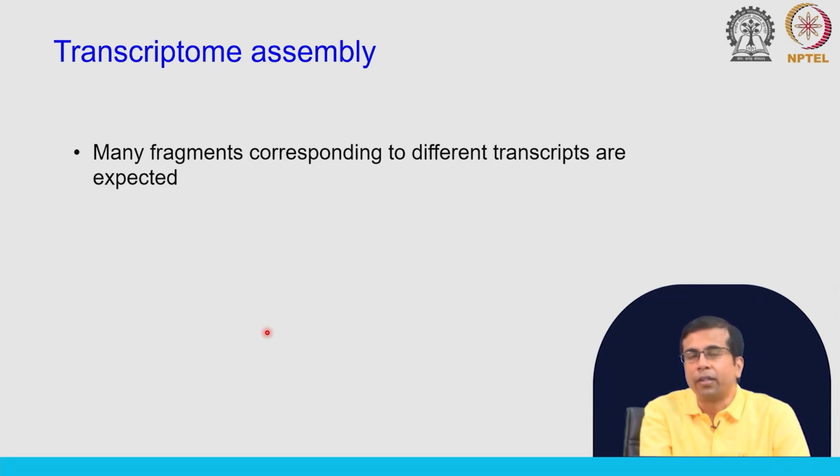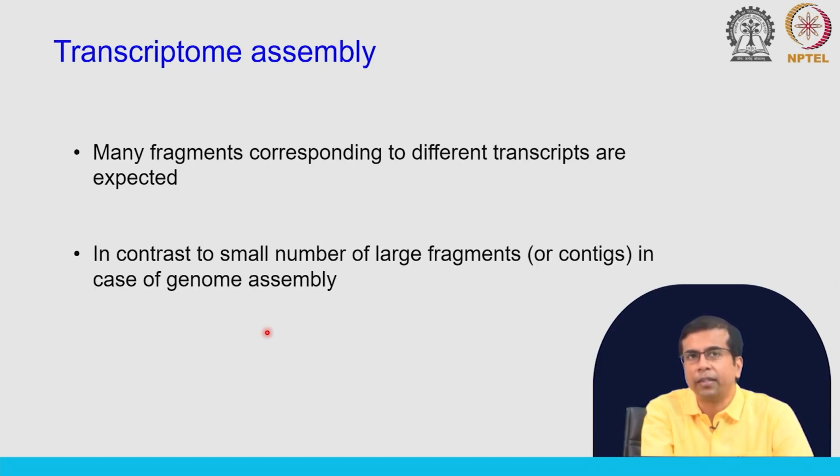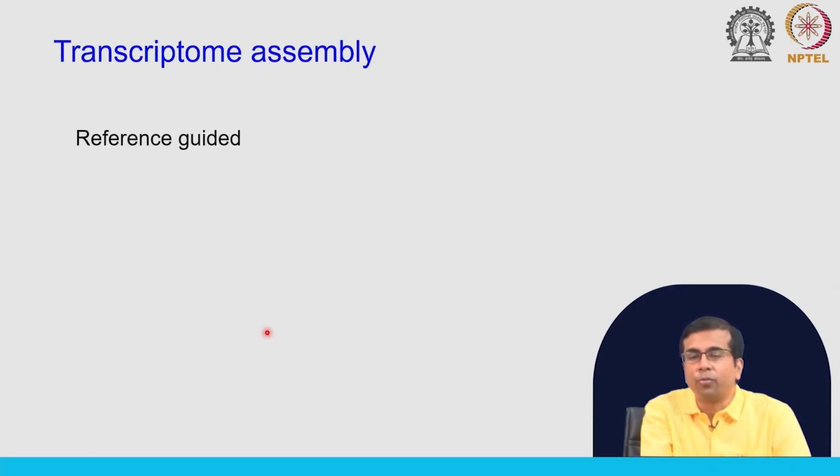So, in genome assembly, ideally you expect multiple chromosomes assembled. If you have let us say 16 chromosomes, you expect 16 fragments assembled, whereas in case of transcriptome assembly, you will expect maybe 10,000 fragments, again depending on the number of genes that are present in that organism. Okay. So, this is a major difference between transcriptome assembly and genome assembly. This is in contrast to a small number of large fragments, or what we call contigs, in case of genome assembly.